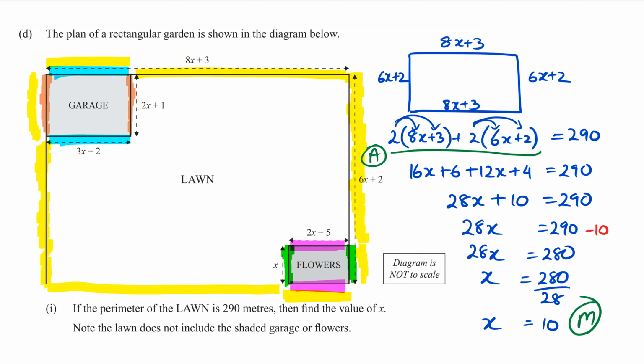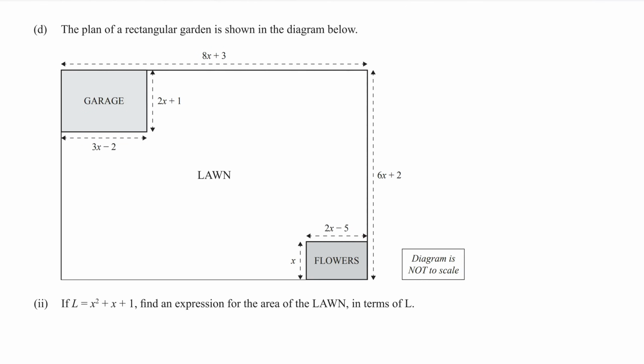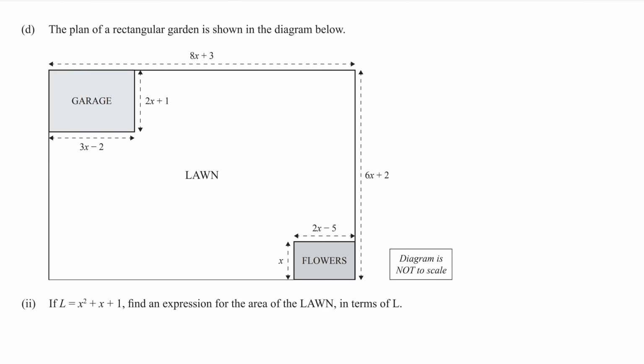All right, so part 2 of this question. Now, I think this is the thing, right? Whenever they have these kind of garden questions, they always give a perimeter, and then the follow-up one ends up being an area one, because it always ends up being a nice little quadratic equation. So what do we need to do here?